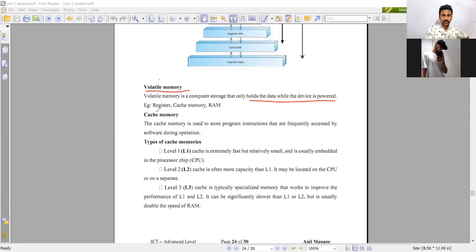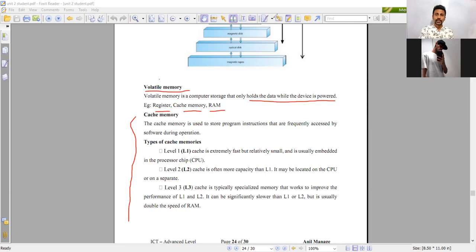Volatile memory, right? So what are the volatile memories? Registers are there, cache memory is there, RAM is there, right? When you take the cache memory, which we didn't discuss earlier, cache memory is used to store program instructions that are frequently accessed by software during the operation. Nowadays you can find cache memory in your computers. Earlier it was not there much, but now when you are buying a computer, in the technical details they have put RAM this much, hard disk this much, and then the cache memory also.